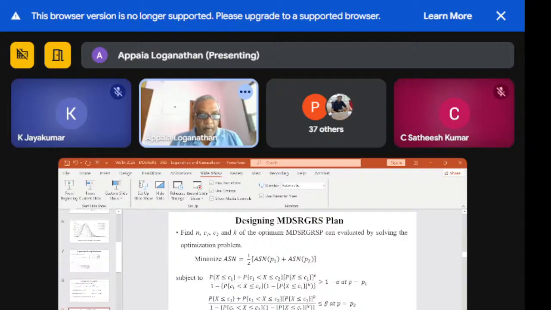The probability values will be calculated corresponding to the distribution which we are going to assume for this x. X is the number of failures. So for the number of failures, whether we assume binomial or Poisson, accordingly the values of these probabilities and the corresponding OC function values and the ASN function values will be evaluated.